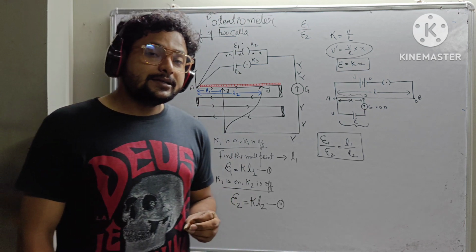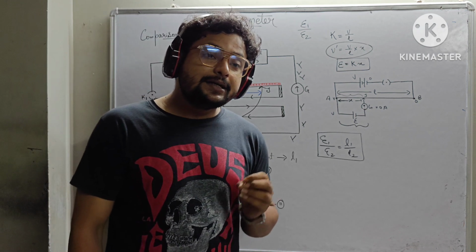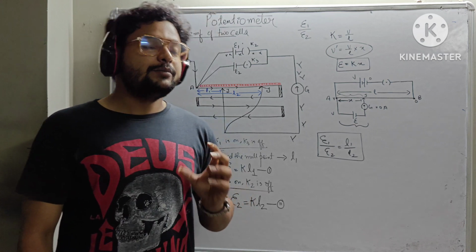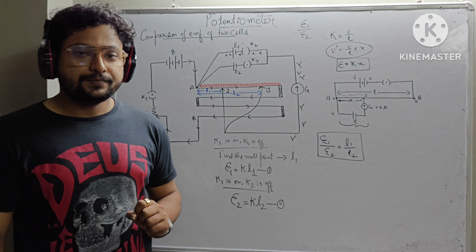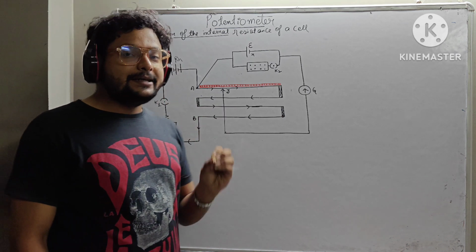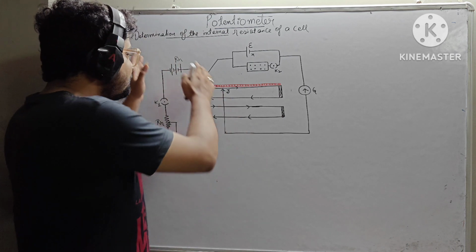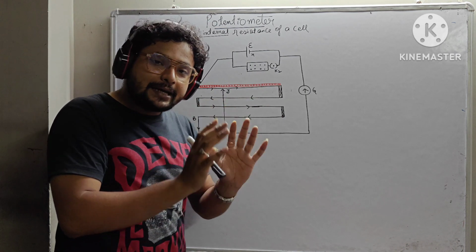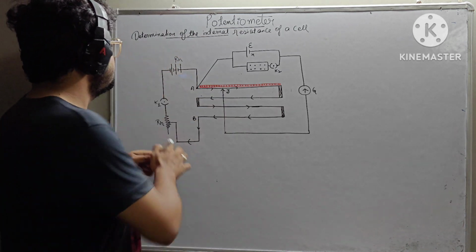Next we are going to discuss how to find out the internal resistance of a cell. For that, let me show you the circuit first. Okay, so this is the circuit for how to determine the internal resistance of the cell. You see, the primary circuit is exactly the same. Over here we have connected the battery.